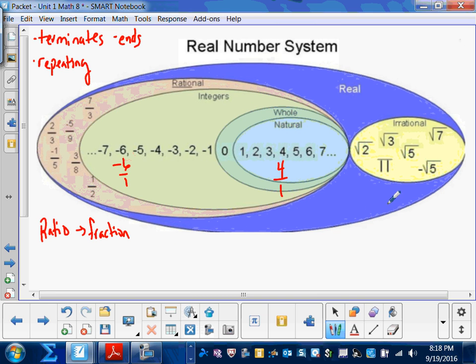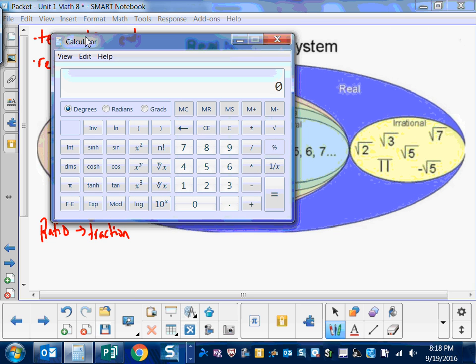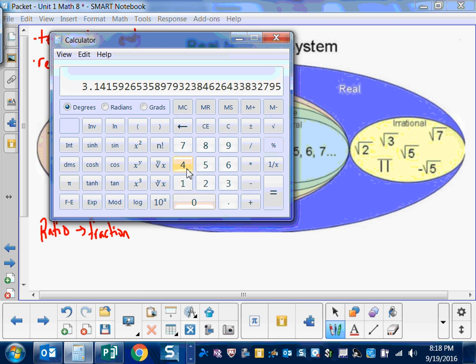The other classification or set that we have within the real numbers are irrational numbers. And these are numbers that can't be written as a ratio or a fraction because their decimals never end. And instead of writing it all out, we use the square root sign. So let's look at some of these. One we're familiar with is pi. So let's look at pi, and we can see that's a decimal. It's not ending, and it doesn't repeat. So it's irrational.